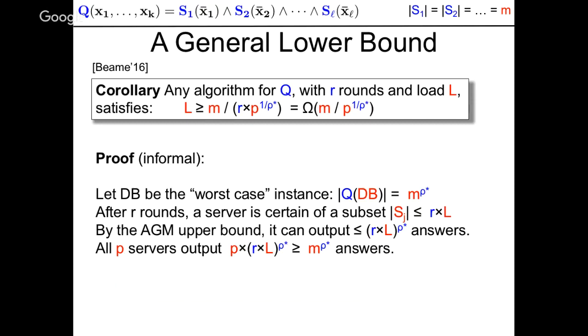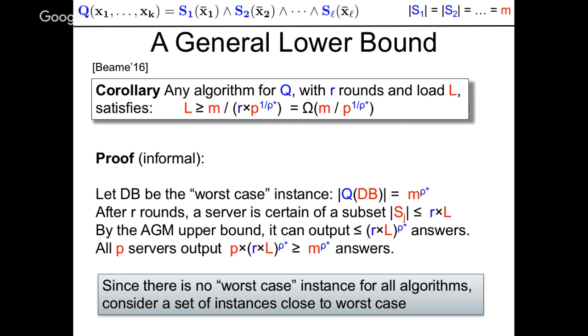Now, at this point, you would probably object: there is no worst case database. Okay, this is what I argued. But from here on, it's not that hard to figure it out. We don't consider a single worst case database. We consider sufficiently many whose output is sufficiently close to that. And the math gets a little bit more messy, but it's doable.